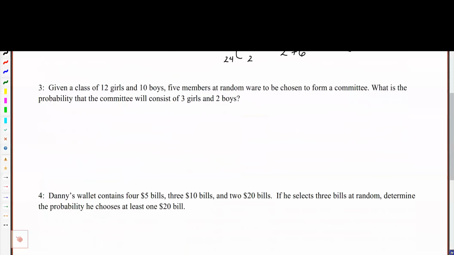Our next example involving combinations will also be a scenario we looked at previously. Given a class of 12 girls and 10 boys, 5 members at random were chosen to form a committee. Remember when we talked previously, for a committee, the order doesn't matter. Now the question is, what is the probability that the committee will consist of 3 girls and 2 boys?